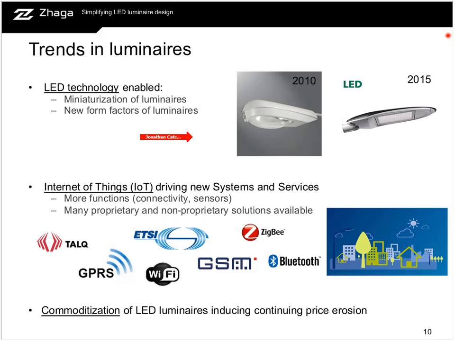Third one is of course commoditization of LED luminaires and related price erosion. Also this requires that the connectivity technology which we will choose is also price effective and not introducing a lot of extra costs, because this will hamper the introduction and also the need for connectivity and smart nodes. And so also there, cost effectivity is key.